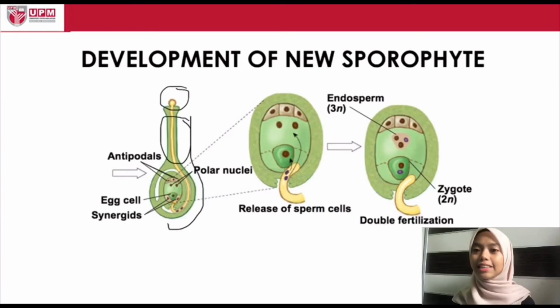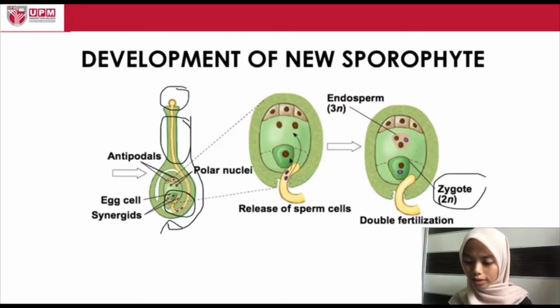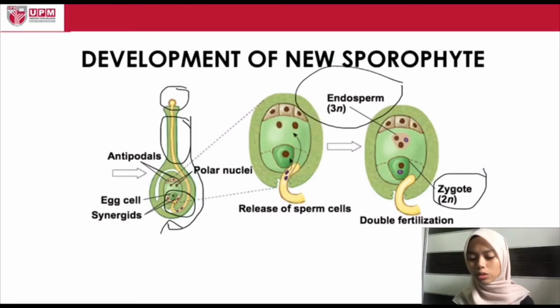And double fertilization occurs. One of the sperms will unite with the egg and form a 2n zygote, and another sperm will unite with the polar nuclei and form 3n endosperm. So the ovule begins to develop into a seed.